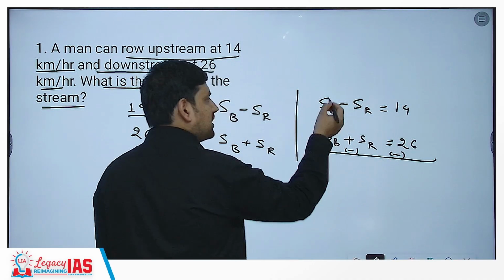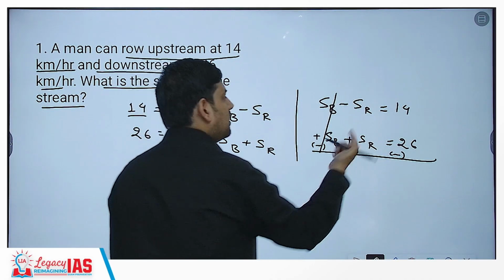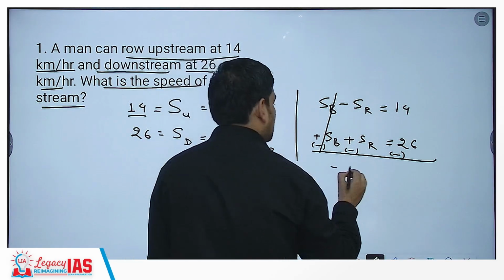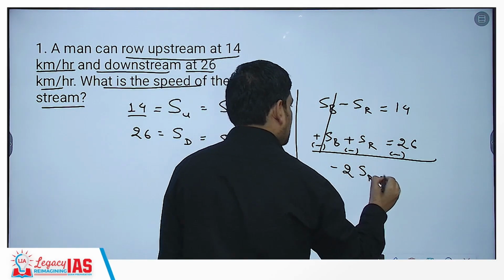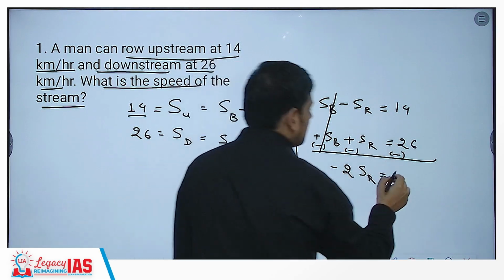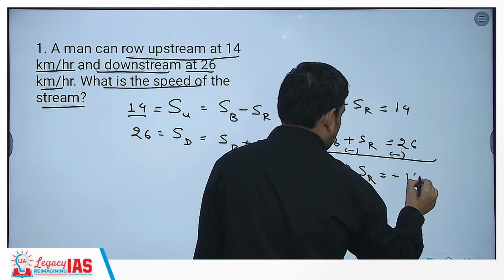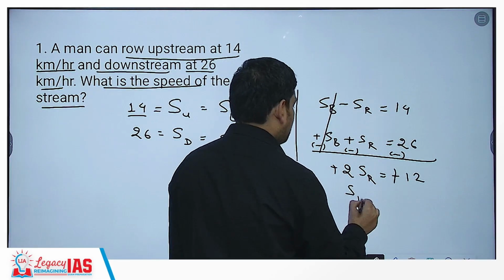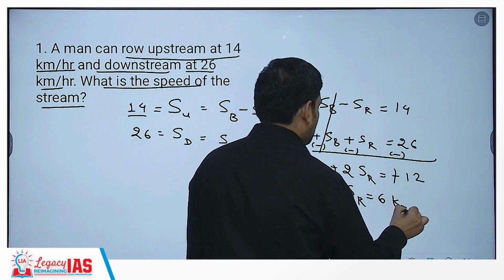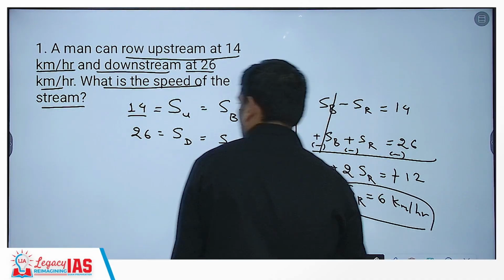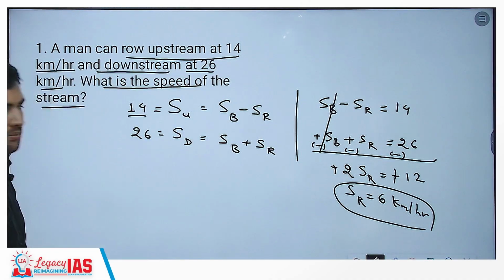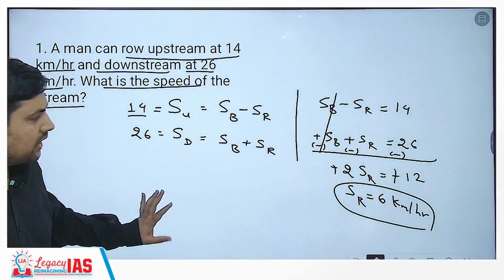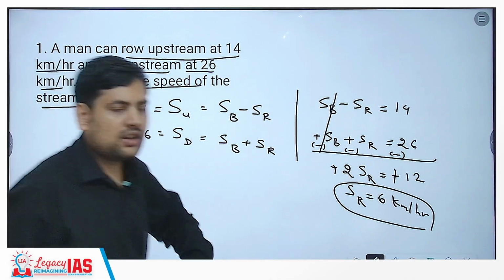What will happen? Speed of boat minus speed of boat will cancel out. Minus speed of river minus speed of river, that is minus 2 times speed of river, is equal to 14 minus 26, which is minus 12. Correct? Minus minus again you can cancel out. Speed of river will come out to be 6 kilometer per hour. So the answer becomes 6 kilometer per hour. Now this is fine. This is what you can do using equations.